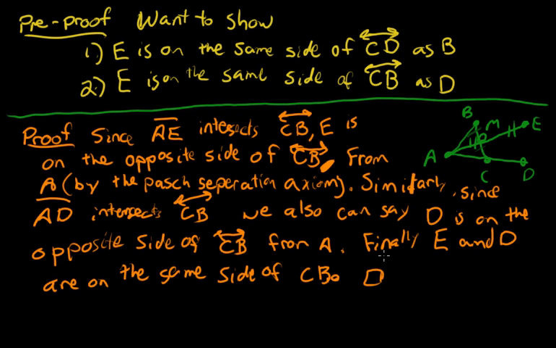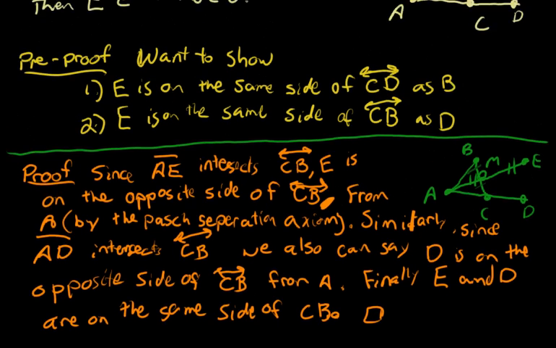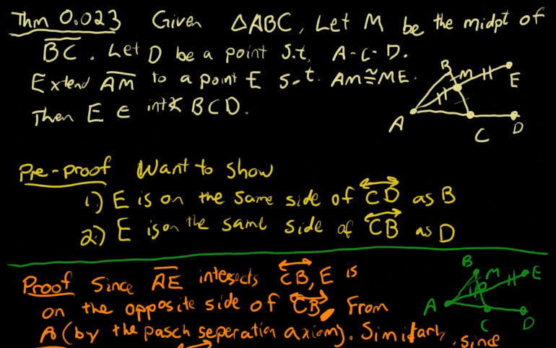So we've shown that E is on the same side of CD as B, and E is on the same side of CB as D. So we've proven this earlier statement given right here.